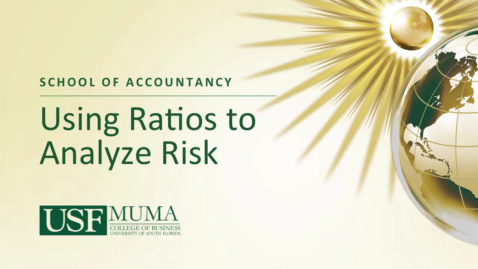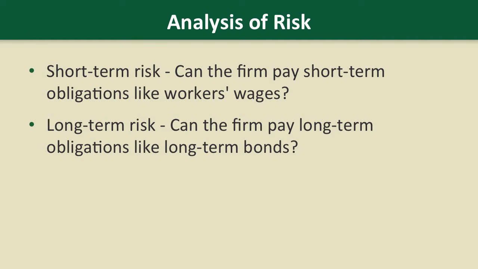Today, we're going to cover many topics related with balance sheet and statement cash flows. In this video, we're going to discuss how to use ratios to analyze operational risk of a firm. Talking about risk, we have to categorize all the risk into two buckets: short-term risk versus long-term risk. When we analyze short-term risk, we're trying to answer the question about, can the firm pay short-term obligations like workers' wages in time? Talking about long-term risk, we're trying to answer the question about, can the firm pay long-term obligations like long-term bonds, long-term debts in time?